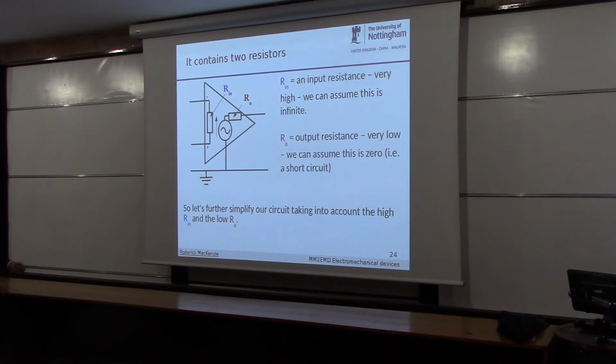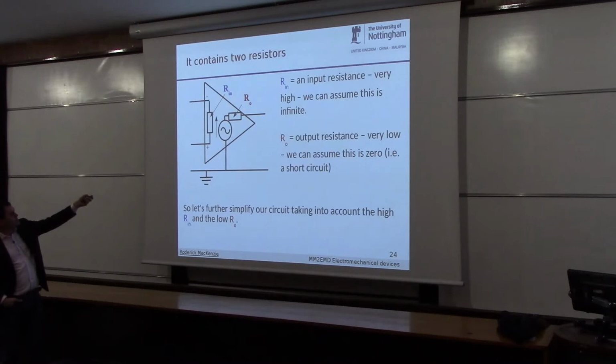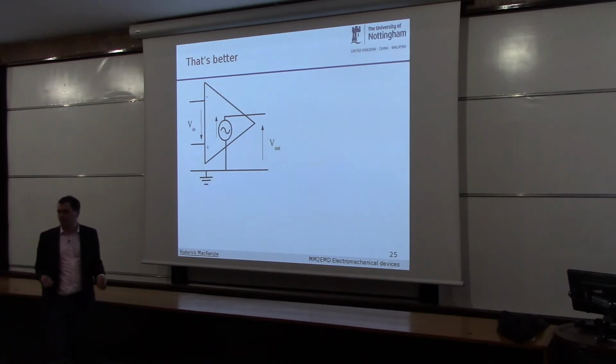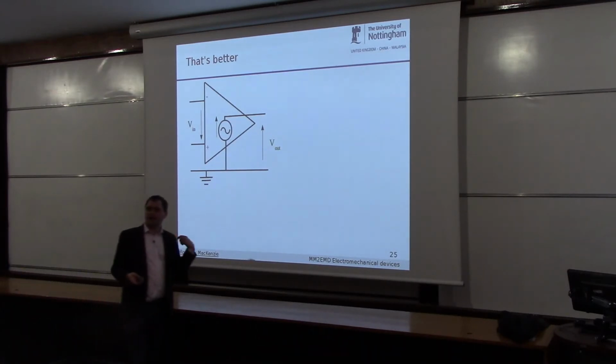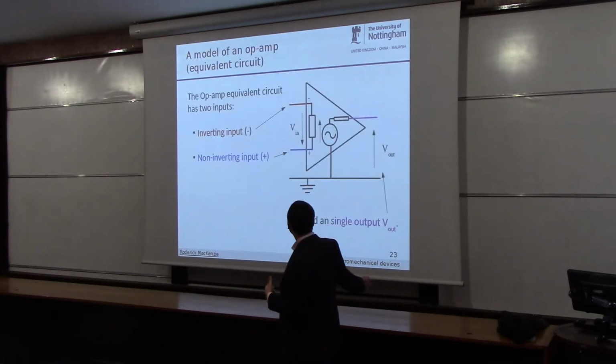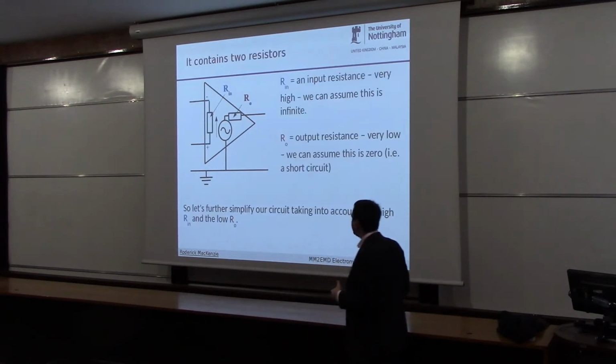So we can simplify this model much further. Do you notice, because this is infinite, we can get rid of it, boom, and it becomes an open circuit. And here, because this is effectively 0, we can get rid of it, and we have a short circuit. So this is our simplified model, and circuits like this are much easier to analyze than ones with these resistors in.